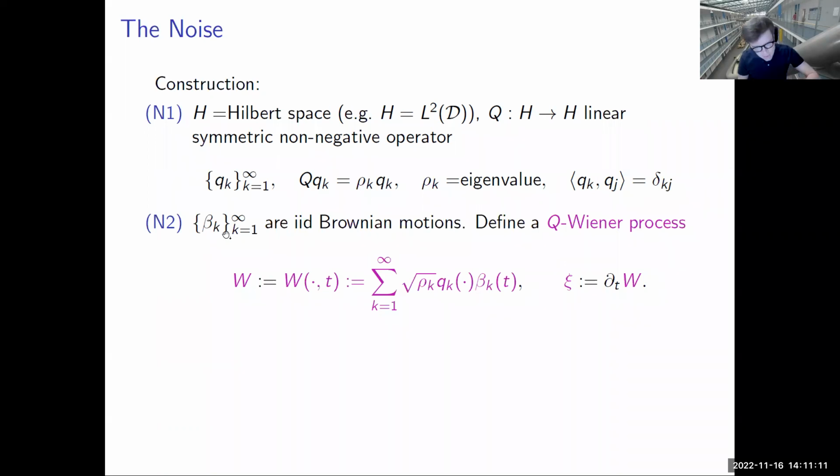And then I will take an infinite chain of IID Brownian motions, and then I will define a Q-Wiener process W, or W of the space variable and the time variable, just as this series. This series basically has two parts. One part comes from the spatial component, which are these eigenfunctions qk and these eigenvalues rho k. And then there's the time part, which are the Brownian motions beta k. And that series, under reasonable assumptions, can be shown to converge.